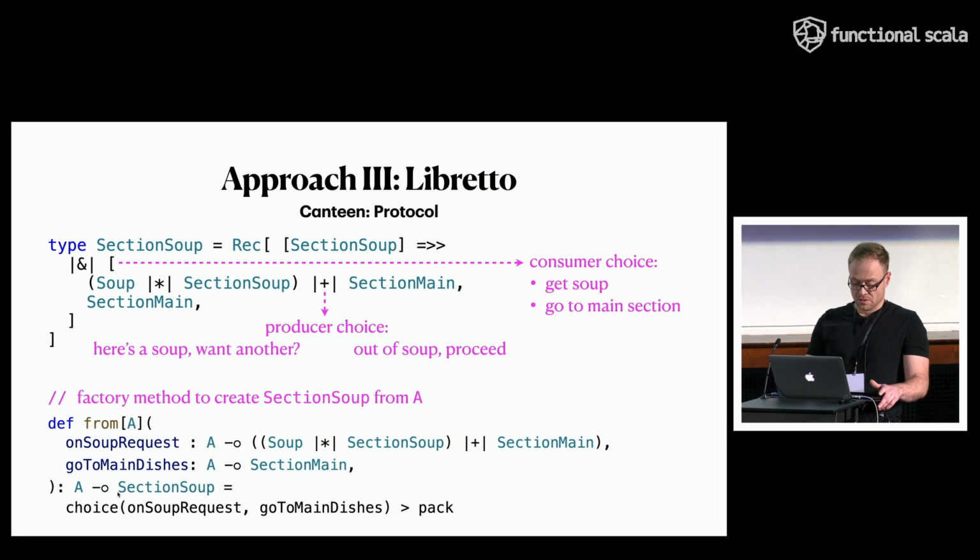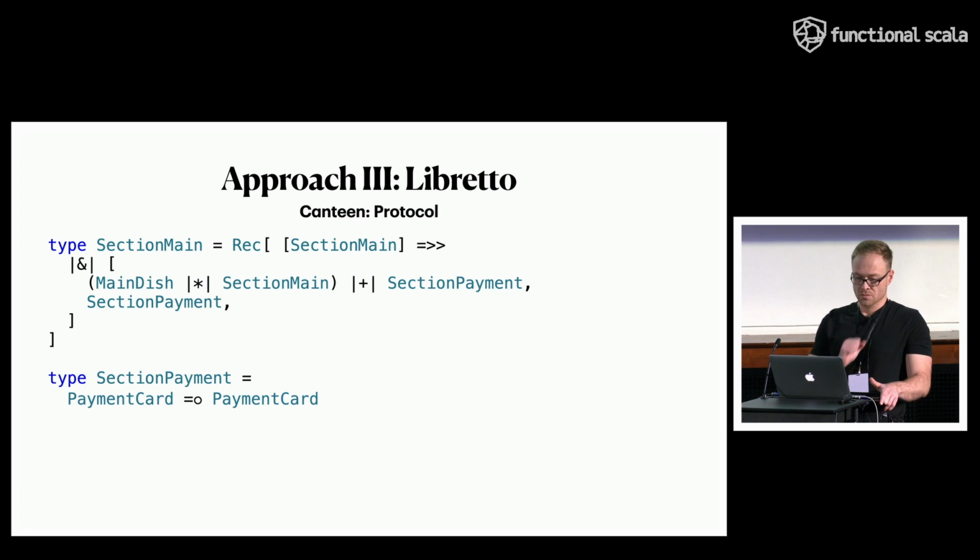In order to produce section soup, we have to have blueprints for handling both options that are offered to the customer, and then we combine them using the built-in choice operation and wrap one level of this recursive definition. Section main is exactly analogous. Section payment here is just a function where the customer provides their payment card. The Canteen might do something with it, but always returns it back.